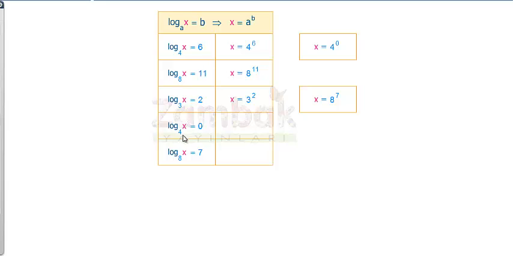Logarithmic base is 4, and the value is equal to 0, so it should be 4 to the power of 0. X is equal to... and this is the last one. We are going to write the inverse of it. If 2 to the power of 3 is equal to 8, what is the inverse of it?